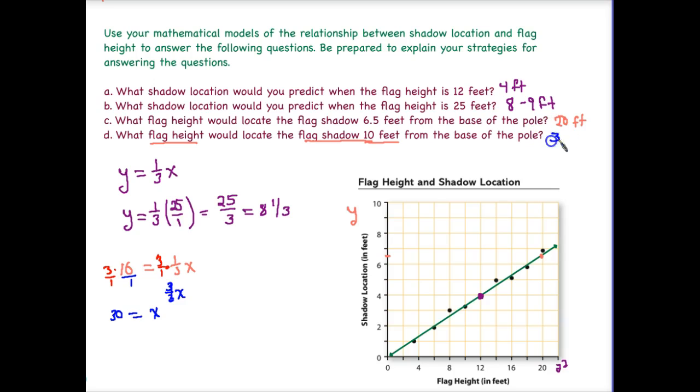For a flag height of 30 feet, we know that the flag shadow will be about 10 feet from the base of the pole. Notice that if I come out here and look, here's 20. I would probably have to go out pretty far to make an estimate from the graph. So using a rule really helps us to make predictions.